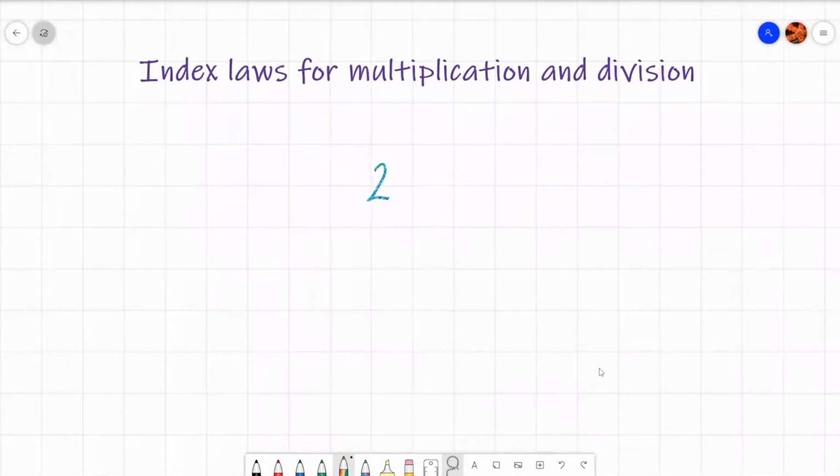Indices is power. So for example, 2 squared, or you could have 5 cubed, you can have 4 to the power of 7, you could have 10 to the power of 15, and you can even have some algebra. You can have y to the power of 5, you can have x squared, and so on. So index laws or indices is just another word for power.